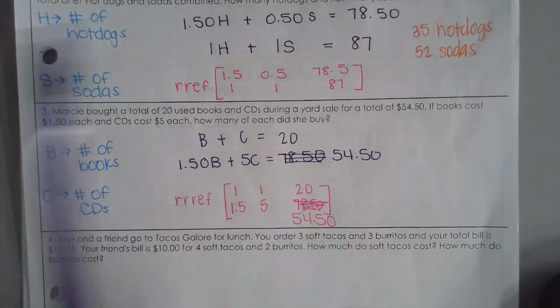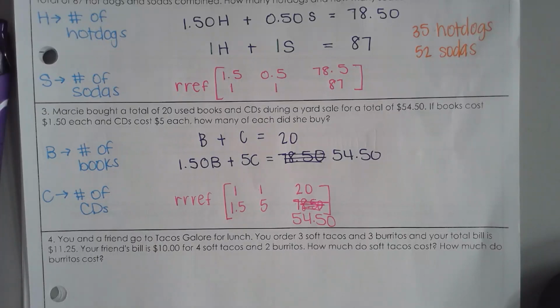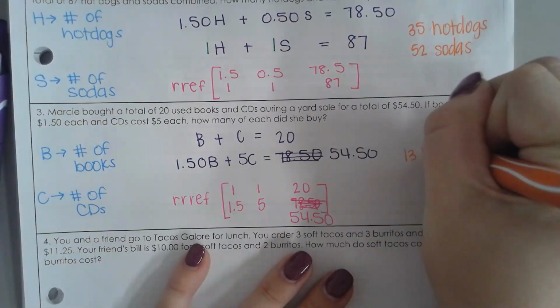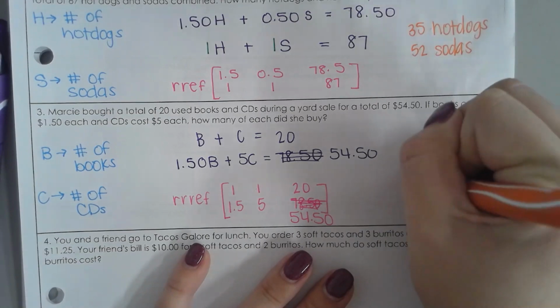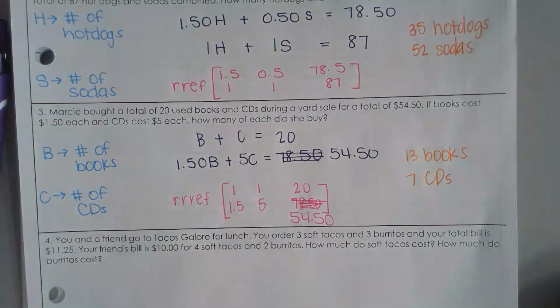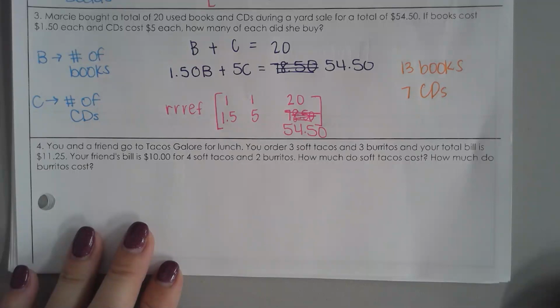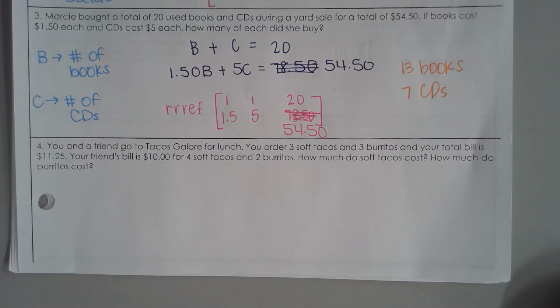So what did you get? 13 books, 7 CDs. Anybody else agree? I agree. You agree? Okay. 13 books and 7 CDs. Any questions before we go to number 4?